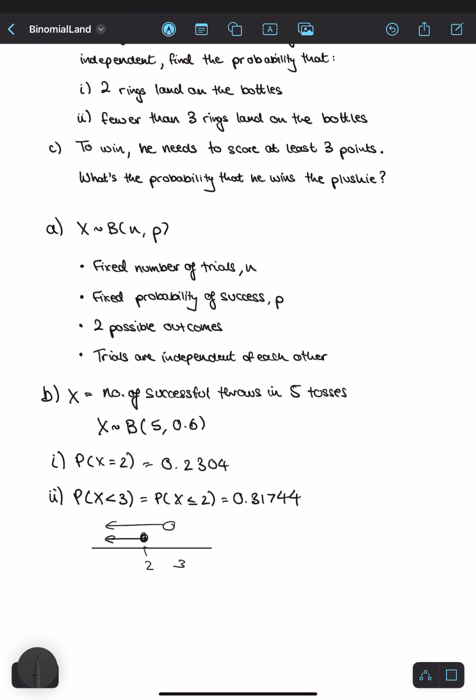Part C. To win, he needs to score at least 3 points. What's the probability that he wins the plushie? So for part C, I need the probability of x to be greater than or equal to 3 because it's at least 3 points. Remember, I need to have less than or equals to.